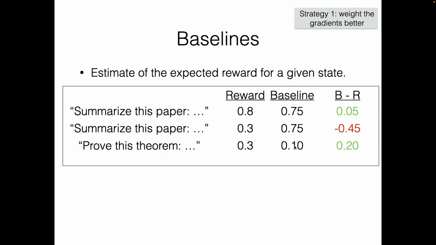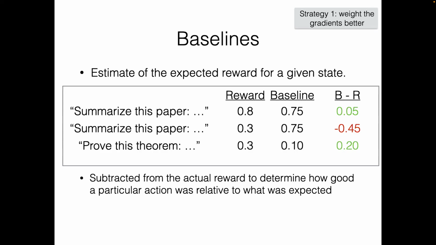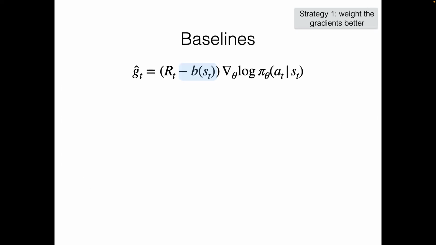In contrast, if the model's not very good at proving theorems, then maybe you don't expect to get that much reward. So in that case, getting a 0.3, we might actually want to upweight that or give it a positive reward. So that's the intuition behind the baseline. And what you do is you basically do what I was saying before. Here you can see where the baseline is included. You are basically subtracting it from the return, and that is coming up with a new weight for the gradient.